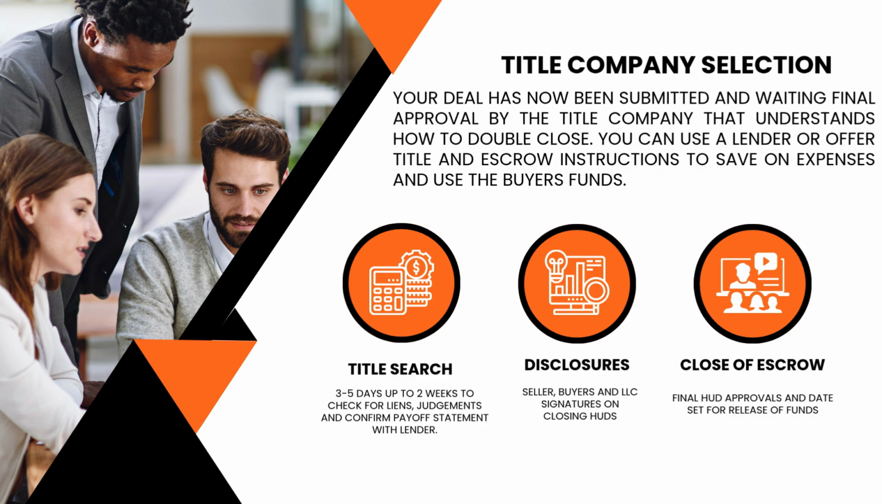The process is simple. It starts with a title search that's usually 3 to 5 days or up to 2 weeks to check for liens, judgments, and confirm that payoff statement with the lender. Then come disclosures, seller, buyer, and LLC signatures on closing HUDs, and then close escrow with the final HUD approvals and set a date for release of funds. And that's it. No more actions required.